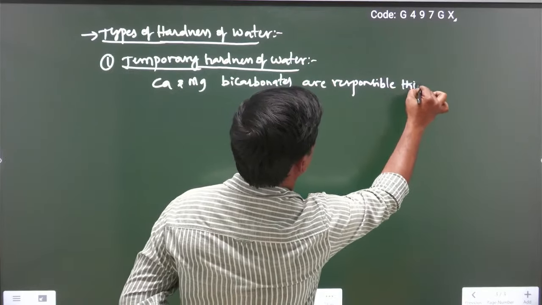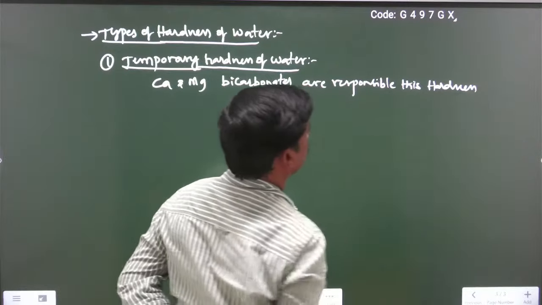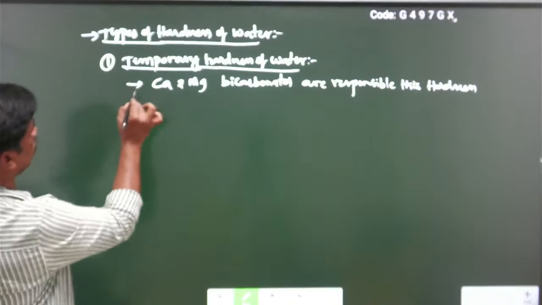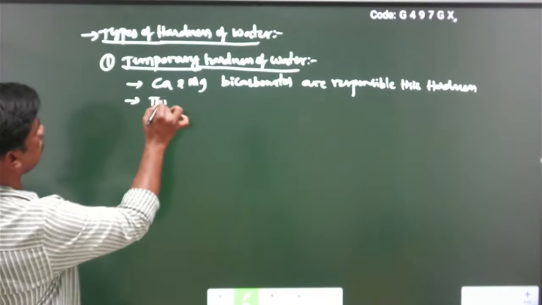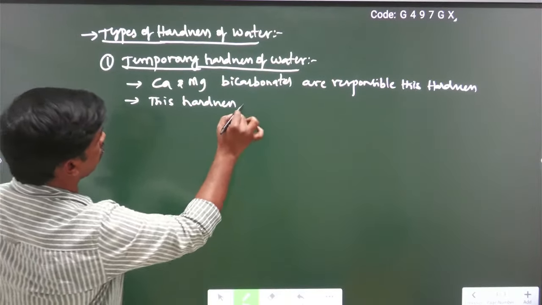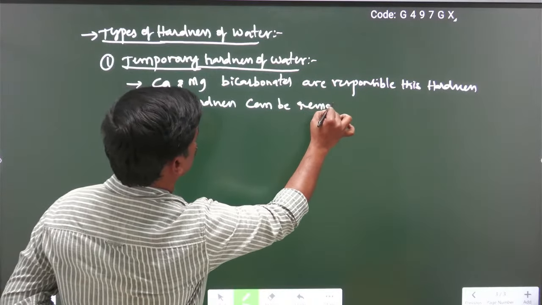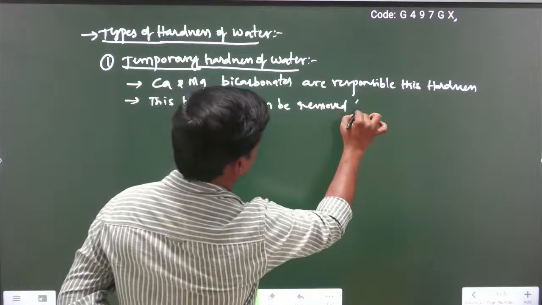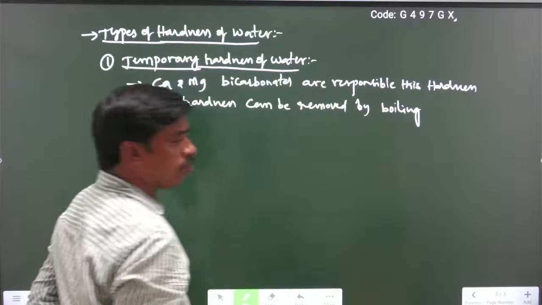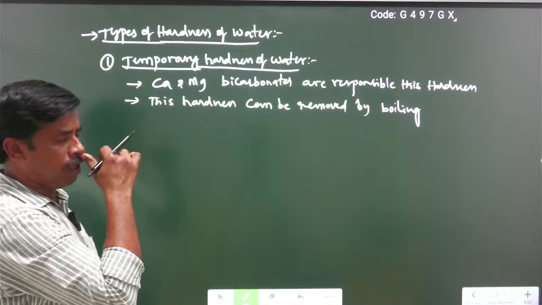This hardness, temporary hardness, can be removed by boiling. Just simply boil the water and it can be removed.